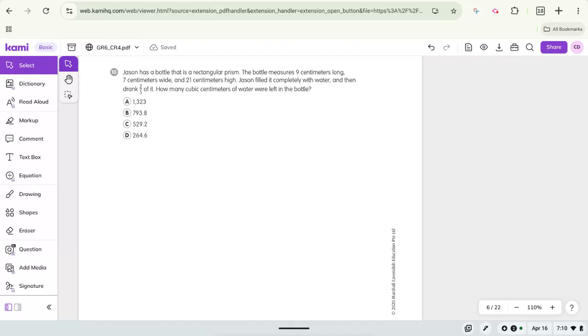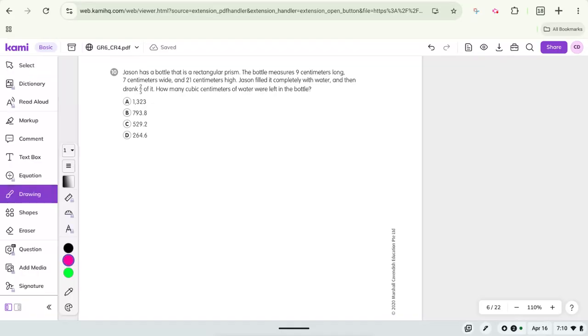Number 10. Jason has a bottle that is a rectangular prism. The bottle measures 9 centimeters long, 7 centimeters wide, and 21 centimeters high. Jason filled it completely with water and then drank 2/5 of it. How many cubic centimeters of water were left in the bottle?